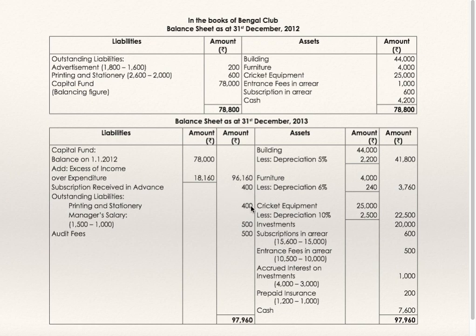Subscription in advance, outstanding liabilities, printing, manager salaries, audit fees, all we have seen. Assets minus depreciation, investment, outstanding subscription, outstanding entrance fees, accrued interest on investment, prepaid insurance and cash. This is how the opening and closing balance sheet is to be prepared when the receipt payment account and income expenditure account are given.